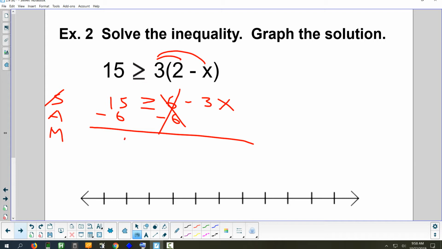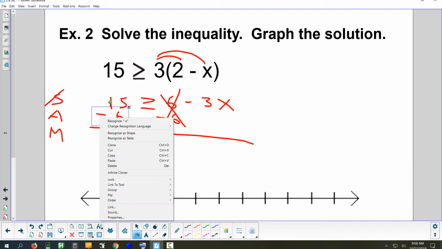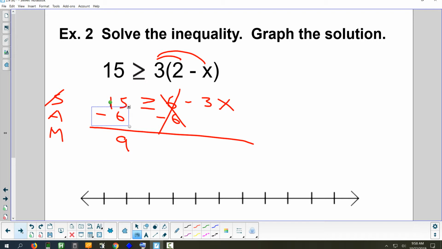What's 15 minus 6? 9. Yep. So 9. Let's think about my sign for a second. Flip it, or keep it the same? Not yet. You might see a negative there, but am I dividing by a negative? No. Did I multiply by a negative? No. I subtracted. Don't flip it when you subtract. Okay, so now we've got that.